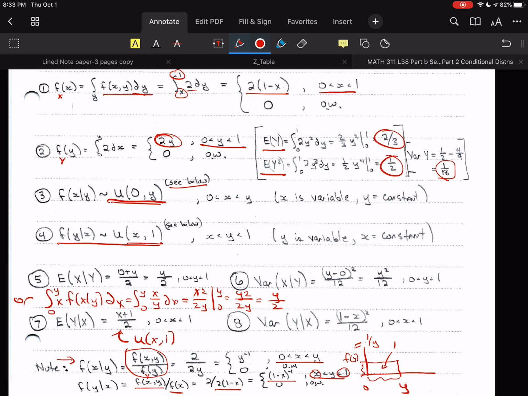So that's how I know that this is a uniform between y equals x and 1. All right? So remember, y is the variable and x is a constant here. All right? So that's the reason.